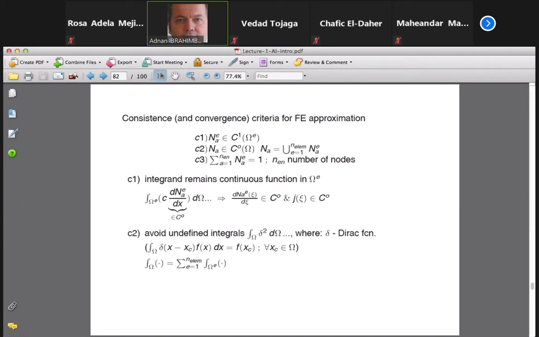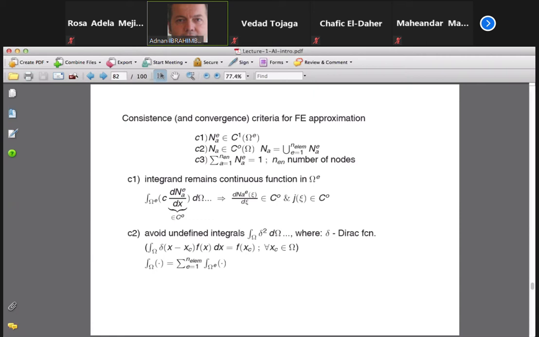That's actually what it means when you say that N_A should be a C1 function, because that means when you take a derivative, the expression still continues all over this domain omega E. This is not what we ask for the whole domain omega, which contains all these elements. We can afford to handle shape function derivative discontinuities from one element to another. Simply, the finite element method has this advantage in this respect. And the final condition is that the sum of all the shape functions for a particular element has to be equal to 1. Now, why are these conditions imposed?